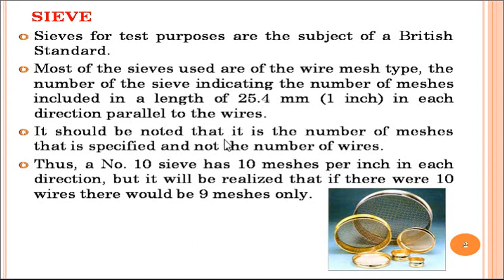Another important thing to be clear about is the kind of material we are using for the construction of the sieve. The wire is very important. If it is thick or thin, it will have an influence on the hole formation during the process of sieve construction. So this should be very clear in your mind.